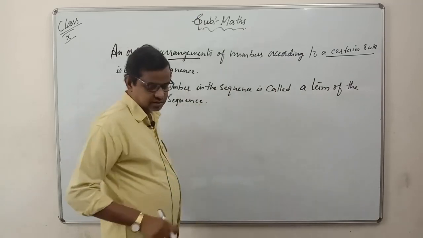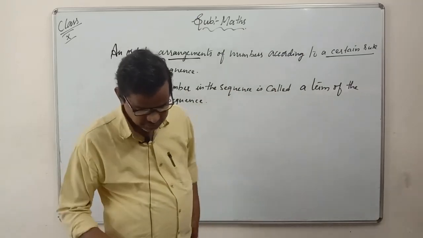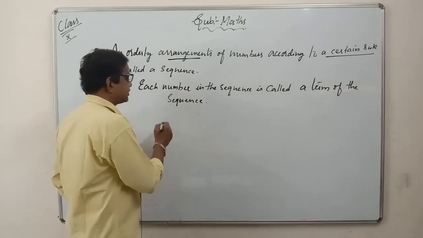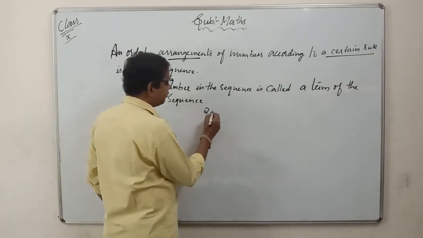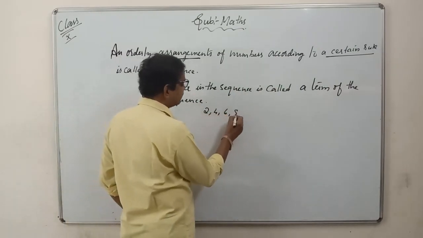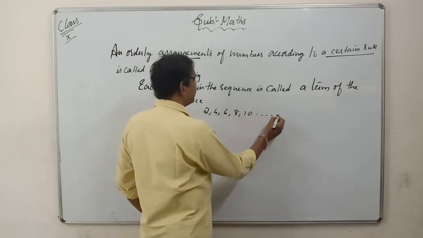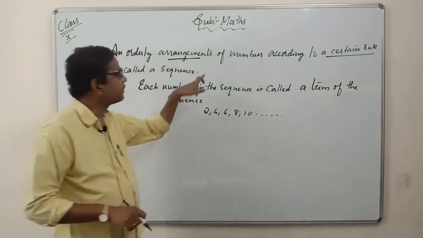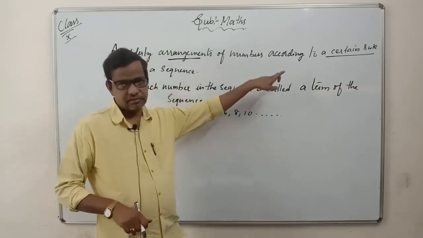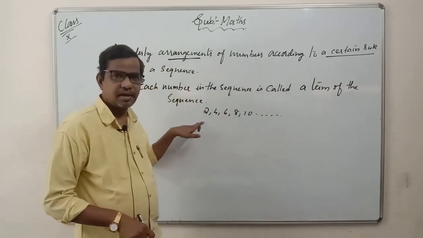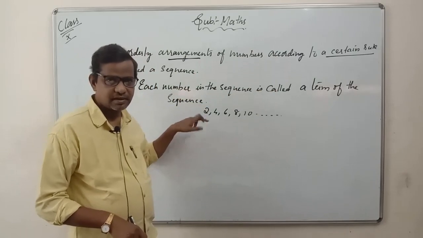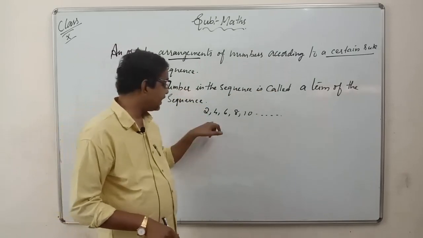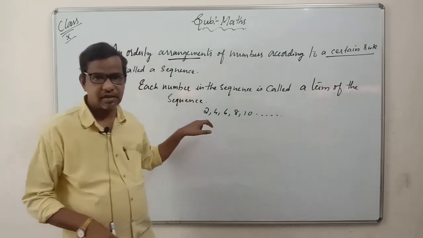Let us take some example. For example, in the sequence you can take any sequences here. You can take 2, 4, 6, 8, 10. These are the sequences. Why do you call it a sequence? Because they are following a certain rule. What rule are they following here? Some rules are there. They are the tables of 2. No, it is not like this.